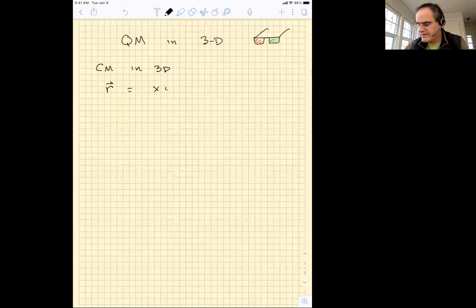as x in the i direction plus y in the j direction plus z in the k direction, okay? So this is a vector in 3 dimensions, and denotes the point at coordinates x, y, z. How about momentum? Well, momentum is also a vector with an x component, y component, and z component.